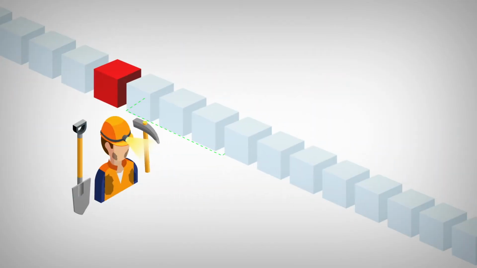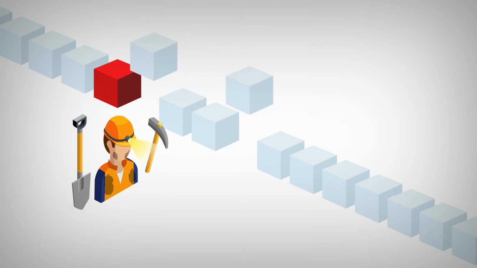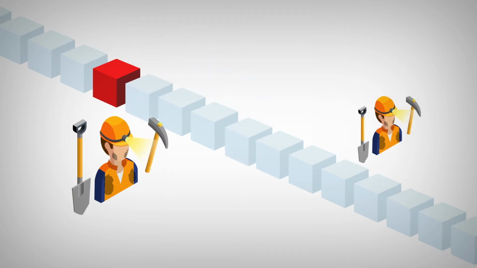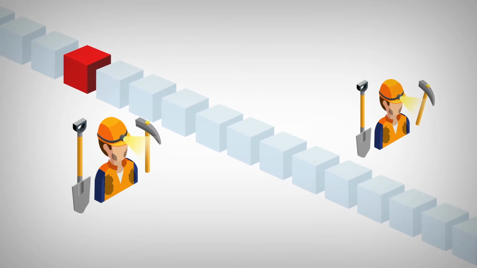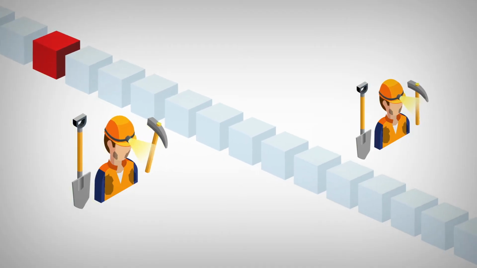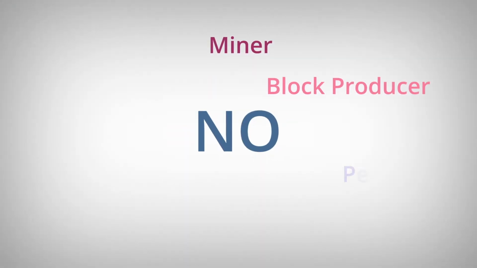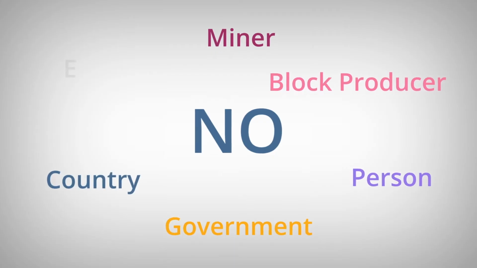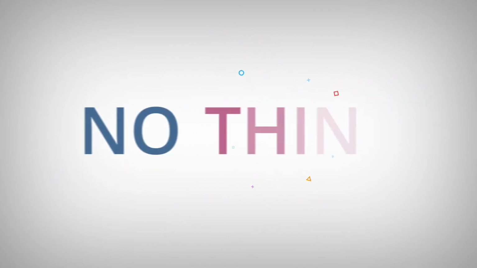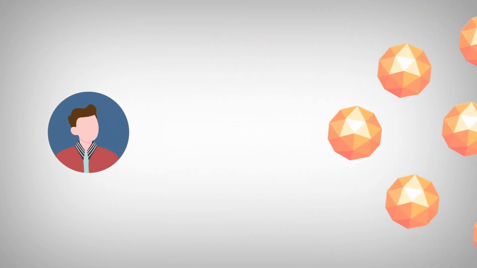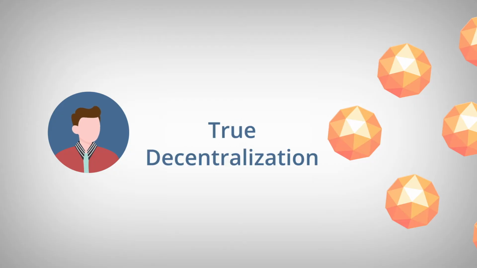Miners have the power to manipulate transaction order or deny them entirely, at least until some other miner gets the chance to put the blocked transaction in the next block. With Obyte, no miner, block producer, person, government, country, entity, no one, and no thing is between you and the network. That is true decentralization.